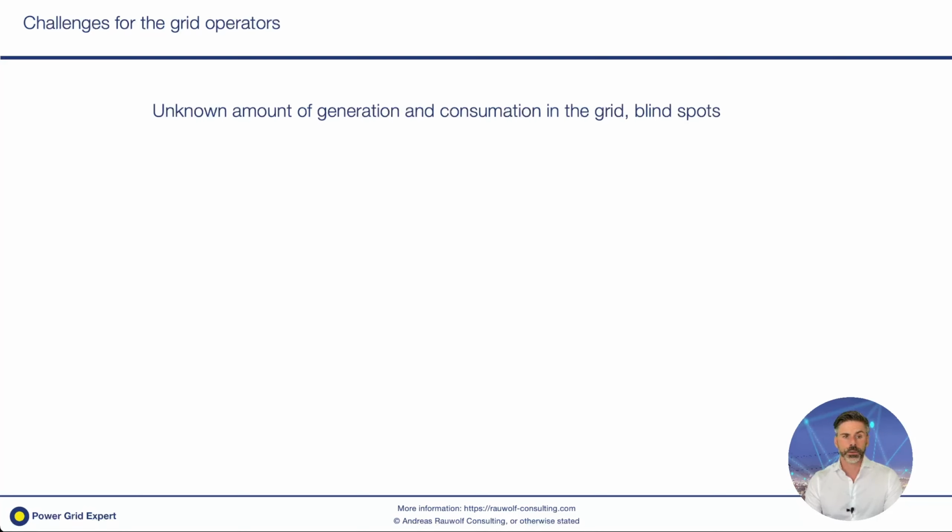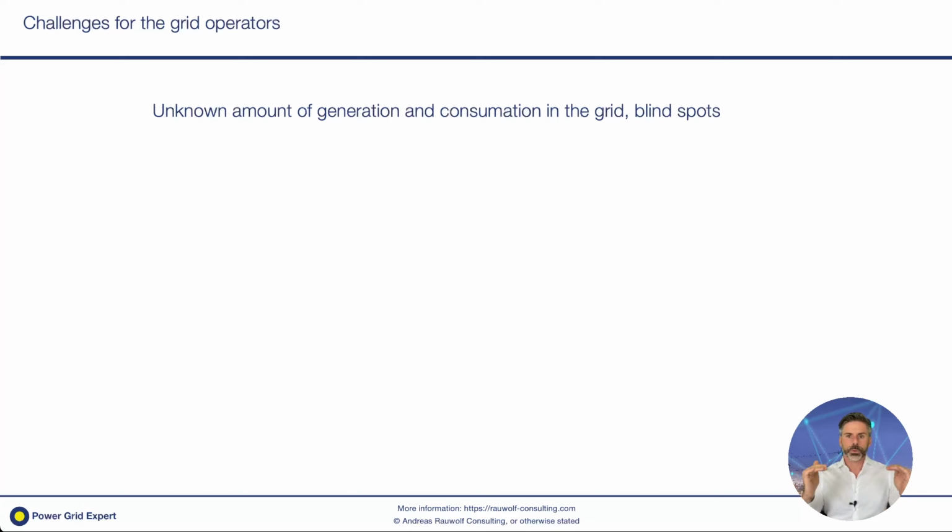So the challenge for the grid operators is clearly the unknown amount of generation and consumption in the grid. There are blind spots, because coming from the old structures of atomic plant, power plant on the top of the food chain, transport level, distribution level, and the customer at the end, we measure what's going in the network on the top. We measure what's reaching the customer, and that's it. And then we basically can calculate what's happening in between.